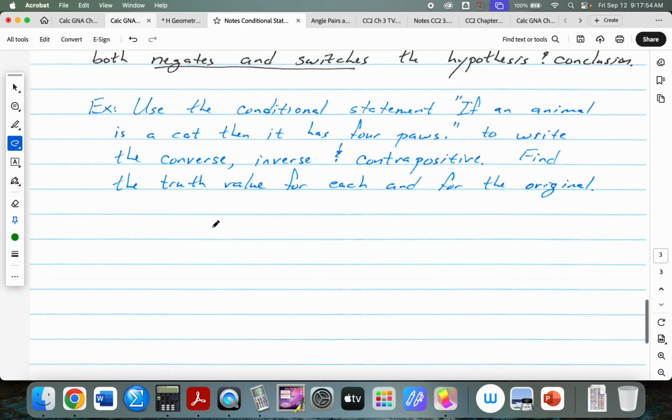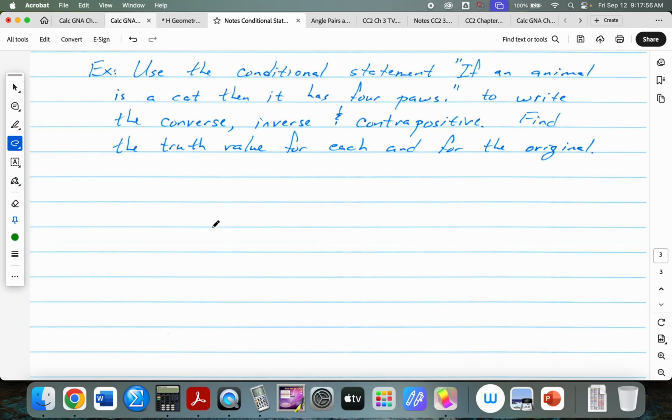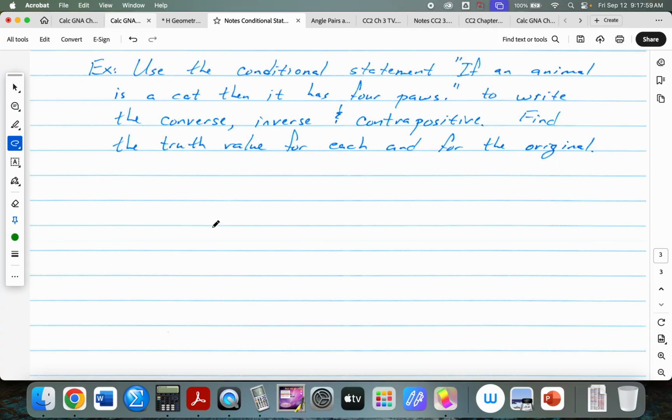So let's use the conditional statement, if an animal is a cat, it has 4 paws, to write the converse, inverse, and contrapositive, and find the truth value for each and for the original. So let's start with the original. And we're not going to go down the rabbit trail of, well, I saw a cat with 3 legs once, or whatever. I'm talking in its natural state. If an animal is a cat, then it has 4 paws. True or false? True.